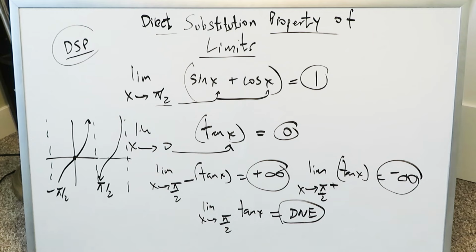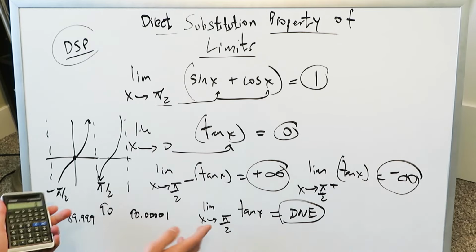How could you have done this without a graph, by means of a calculator only? I'm looking here at a value 90 degrees. From the left side you can just pick a value 89.999. From the right side you can pick a value 90.0001 and see what happens when you plug these in terms of tan. I'll fill the entire screen.